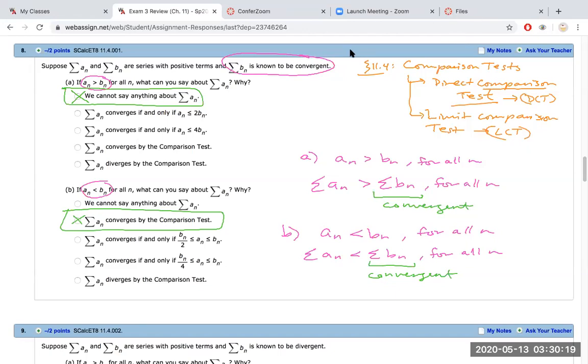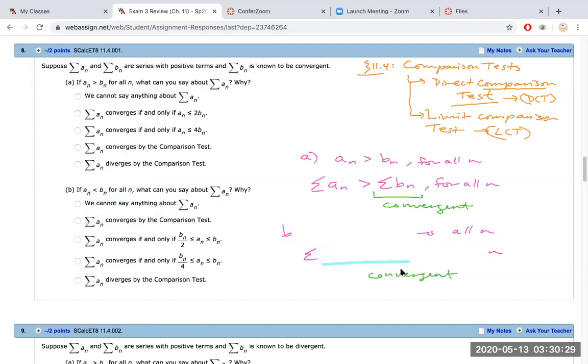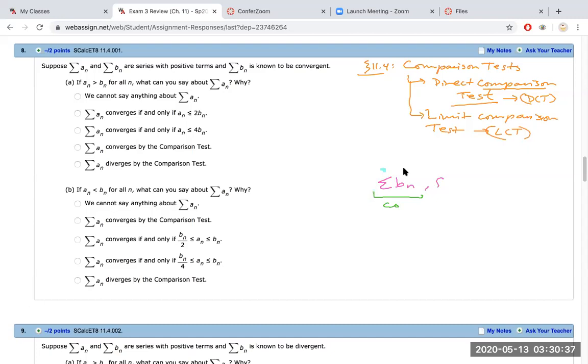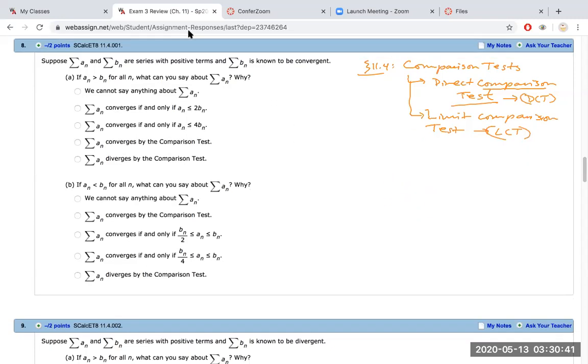Let me save that picture. And I'm going to clear out these details. I'm going to keep that 11.4 thing up there for right now. Scroll on down to number 9.